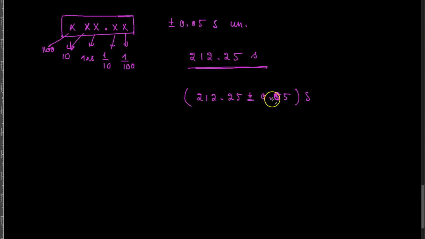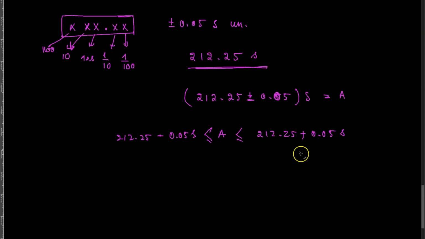Which means that this number could be anywhere between, if I call this A, then A could be anywhere between 212.25 minus 0.05 seconds and 212.25 plus 0.05 seconds. And that's basically it, this number could be anywhere between these two numbers.